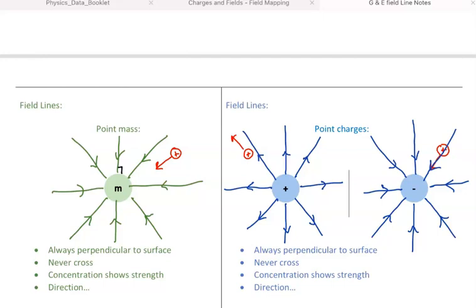Of course, in this picture, I drew them all with equal magnitude. And of course, the direction is important. So those are our 4 rules that we'll need to know.